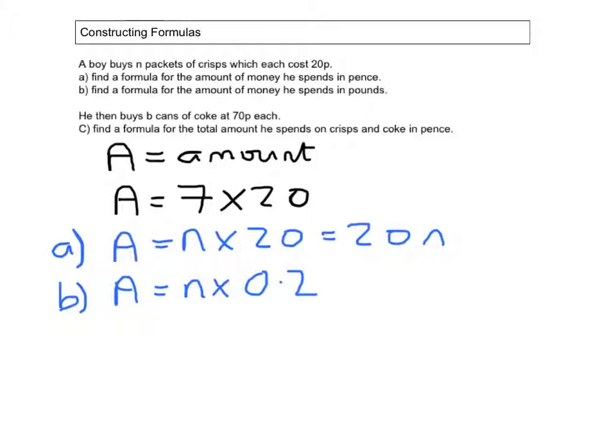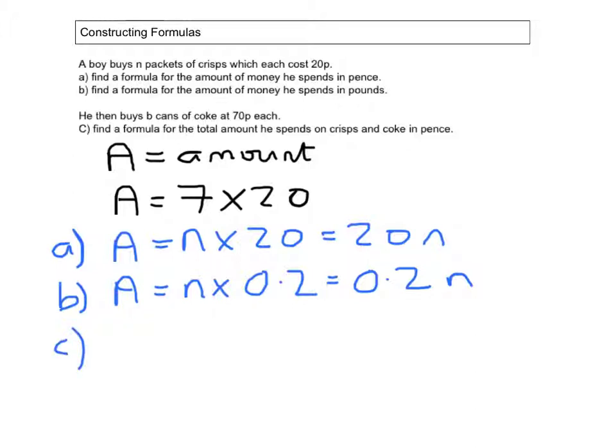And again, we're going to multiply N by 0.2 to get the total amount he spends. So again, imagine that N was 7. If N were 7, then he would have spent £1.40. But again, to make this a nicer formula, I move the number to the front. We can leave out the multiply sign because numbers and letters together in algebra mean multiply, and we'll just write A is equal to 0.2N.